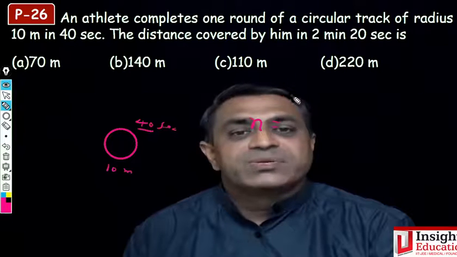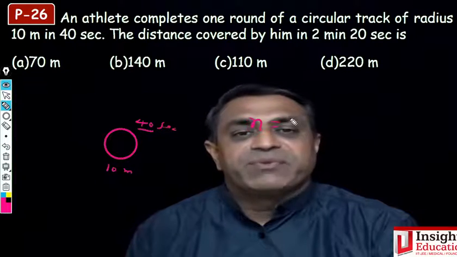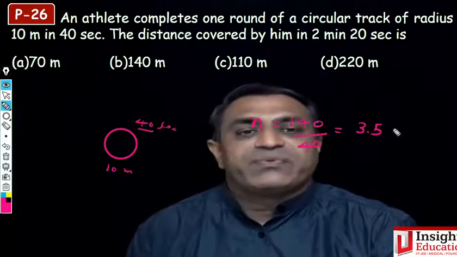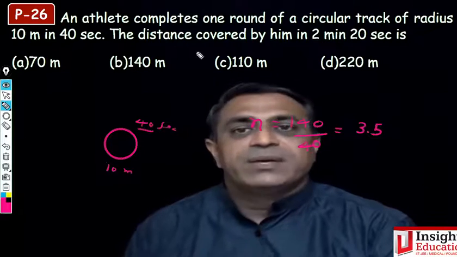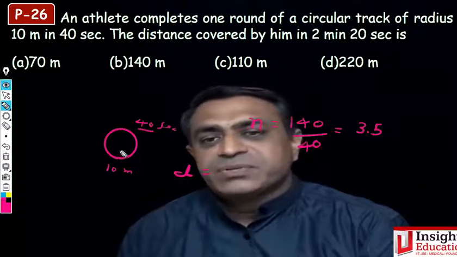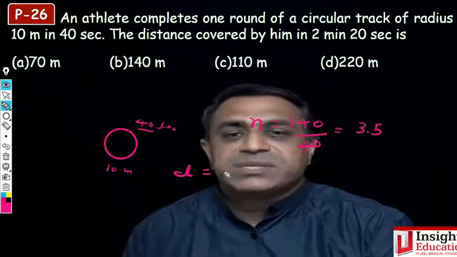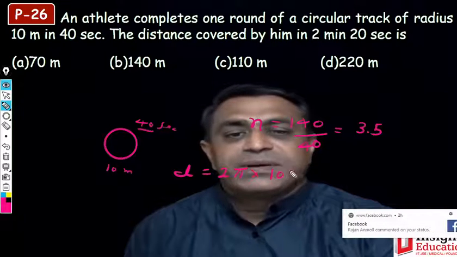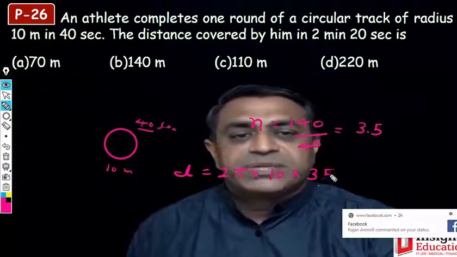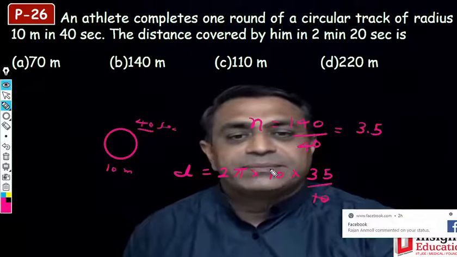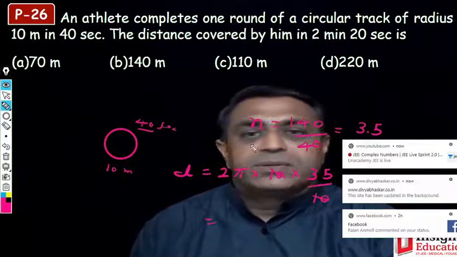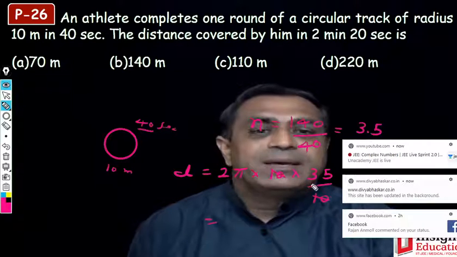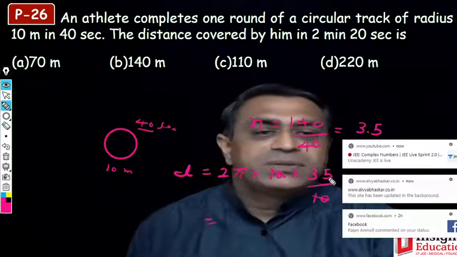So n is equal to total time, 2 minutes, so 120 plus 20, 140, divided by 40. So that is equal to 3.5 revolutions. Okay, so now distance. So distance d is equal to, if it completes one revolution, then distance is equal to 2 pi r. So radius r is equal to 10 meter, into number of revolutions, so that is 3.5. Okay, so answer is 70 into pi.